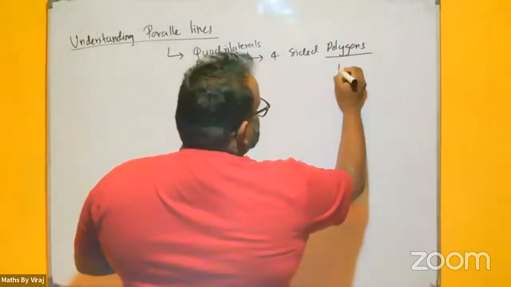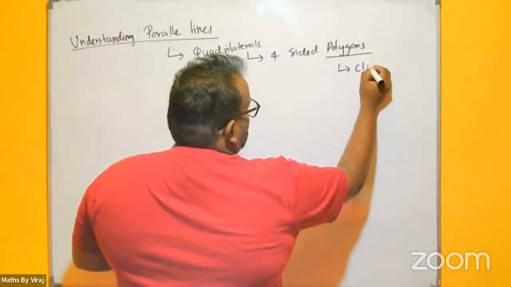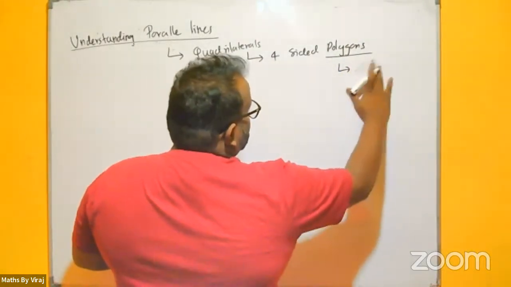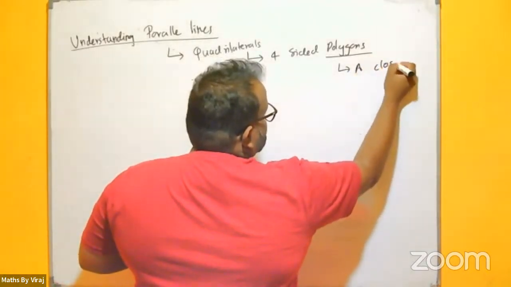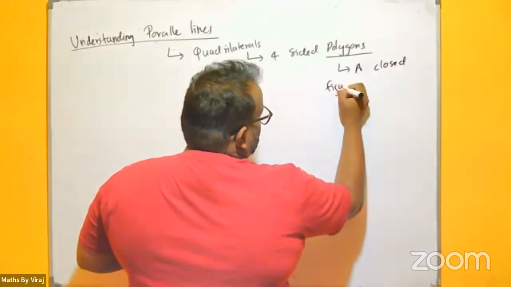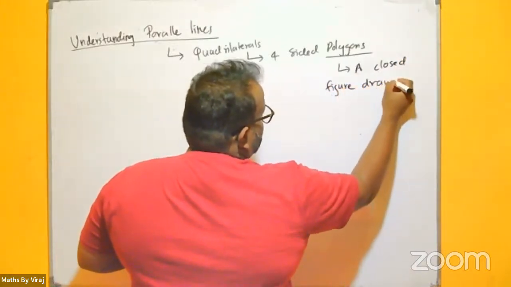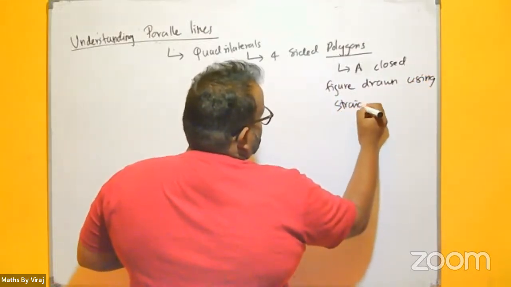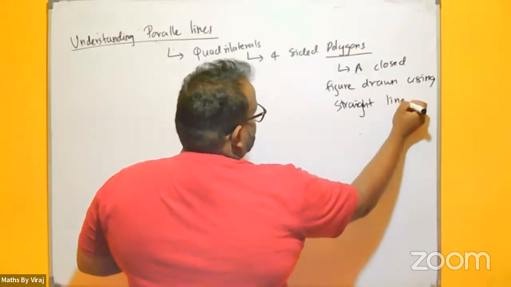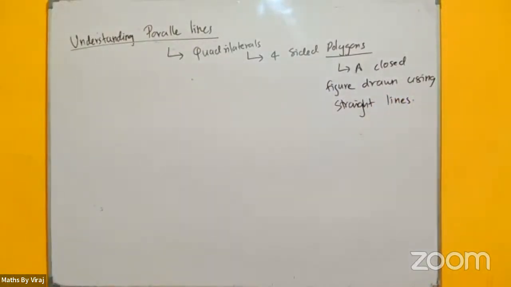What are polygons? Four-sided, yeah. A closed figure drawn using straight lines. Because understanding parallel lines, quadrilaterals. What is a quadrilateral? A four-sided polygon. What are polygons? A closed figure drawn using straight lines.